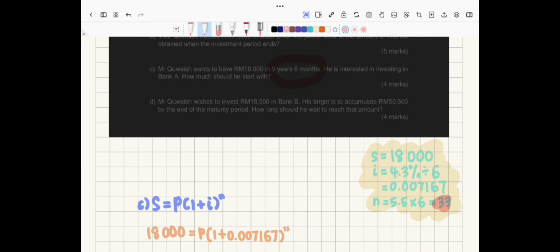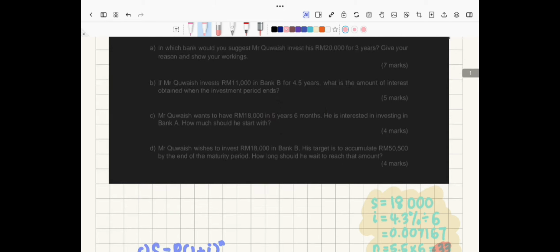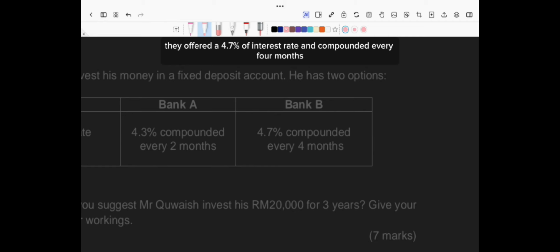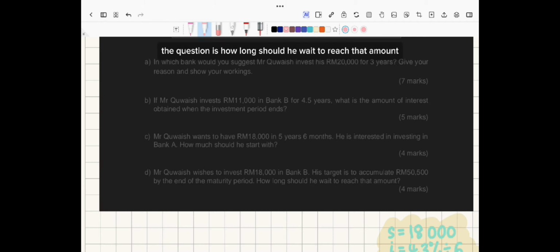Mr. Quraish wishes to invest RM 18,000 in Bank B. His target is to accumulate RM 50,500 by the end of the maturity period. How long should he wait to reach that amount? We'll see Bank B here. They offered a 4.7% interest rate, compounded every 4 months. So the question is, how long should he wait to reach that amount? Now let's discuss the answer.